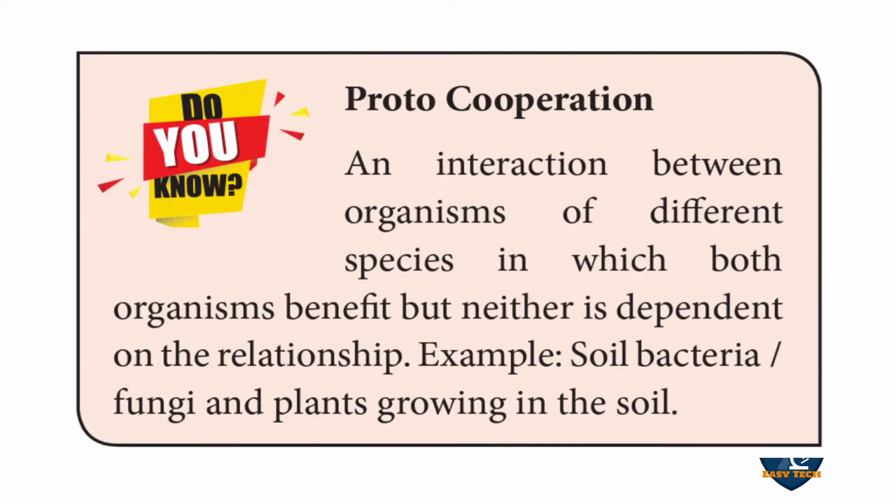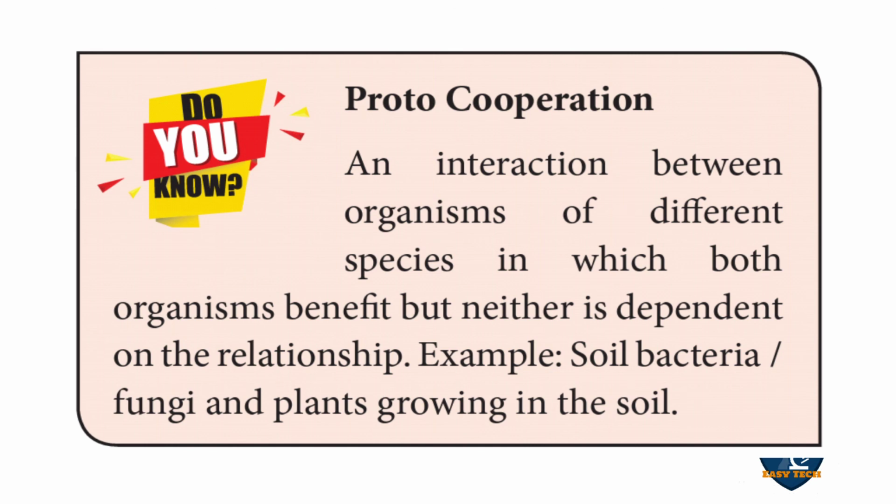Protocooperation. It is an interaction of organisms of different species in which both organisms benefit but neither is dependent on the relationship. So both the organisms are benefited but they are independent of the relationship. For example, soil bacteria or fungi and plants growing in the soil. So they are using the soil as the same component but they have different lifestyles.